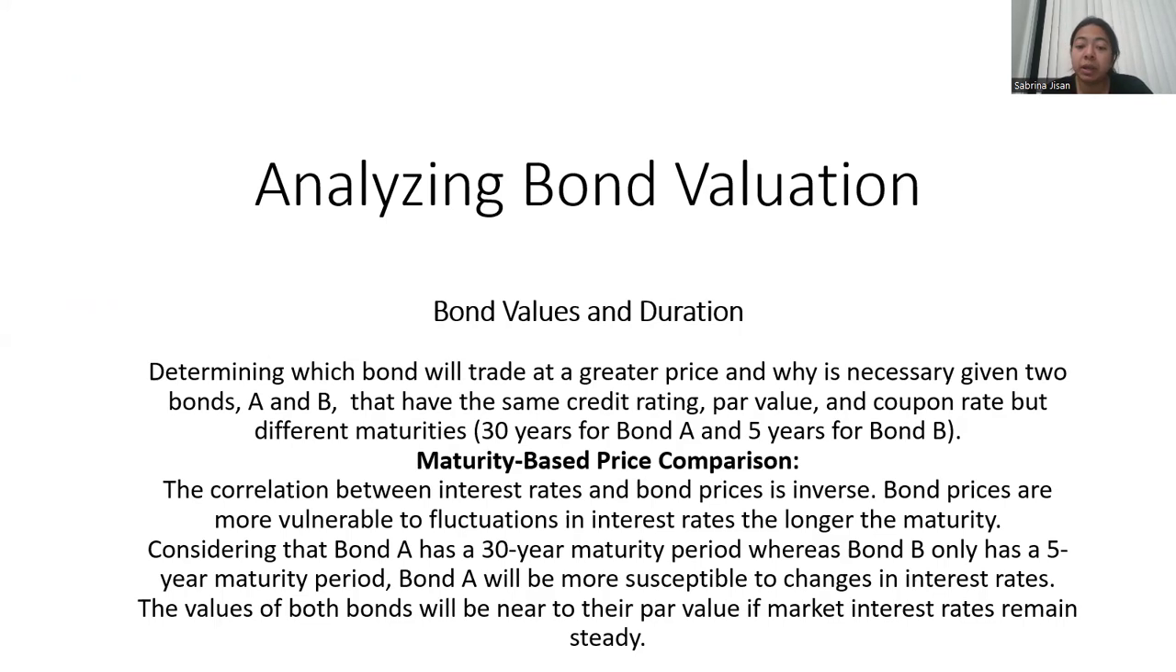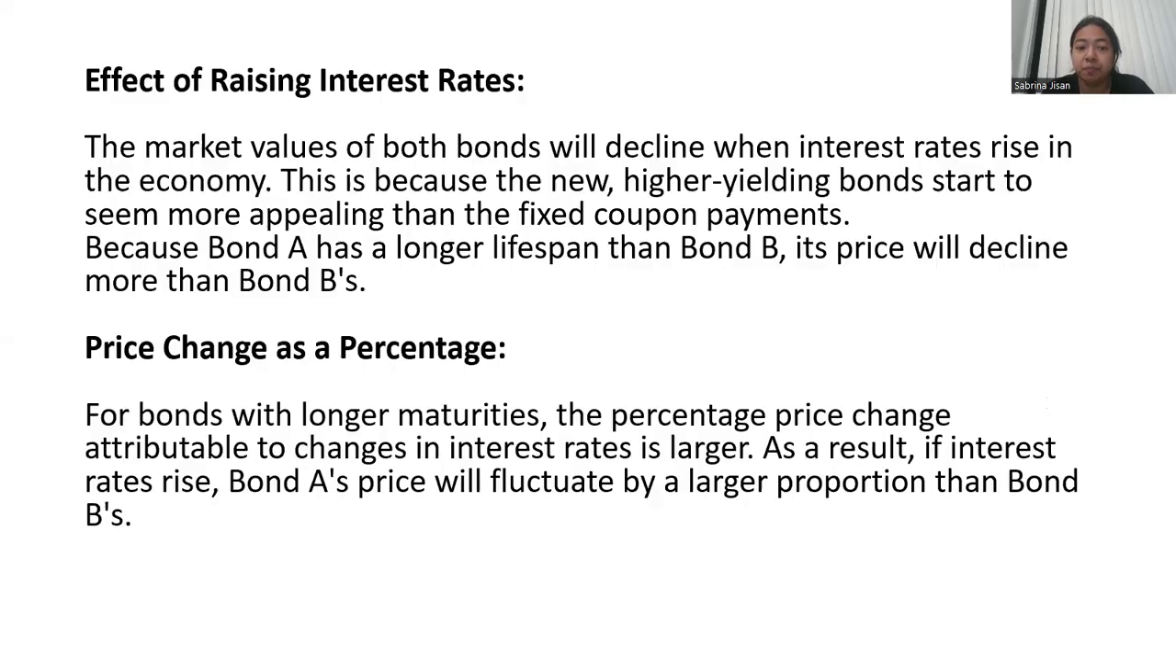So, maturity-based price comparison. The correlation between interest rates and bond prices is inverse. Bond prices are more vulnerable to fluctuations in interest rates the longer the maturity, considering bond A has a 30-year maturity period, whereas B only has a 5-year maturity period. So bond A and B will be susceptible to changes in interest rates. The values of both bonds will be near their par value if market interest rates remain steady.